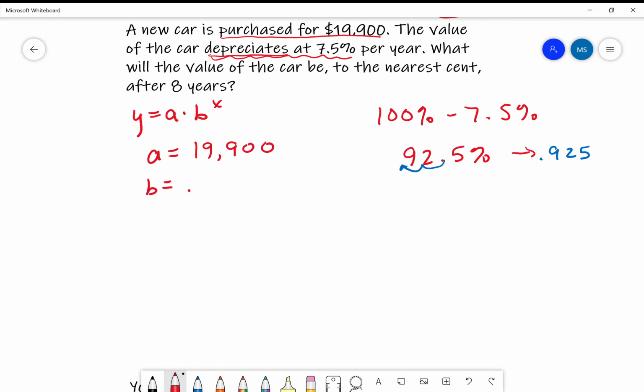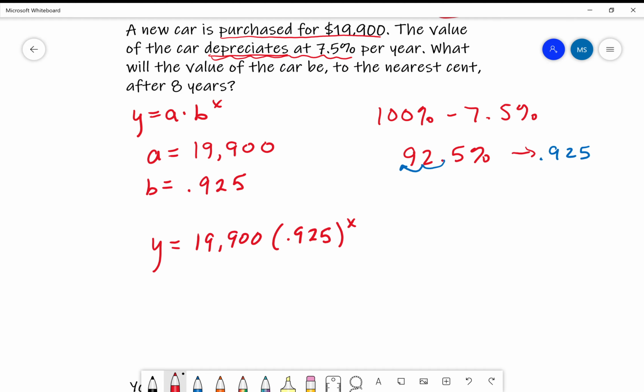0.925 should be our base value. So we plug this all in. We've got our A now. We've got our B. And now we've got our equation. But again, that doesn't answer the question.